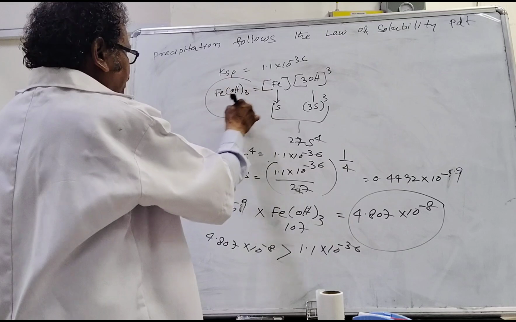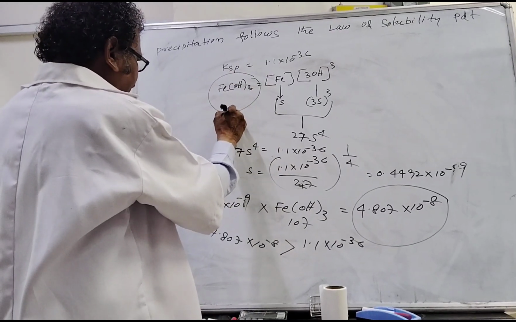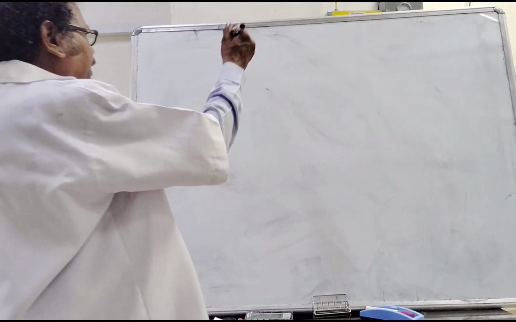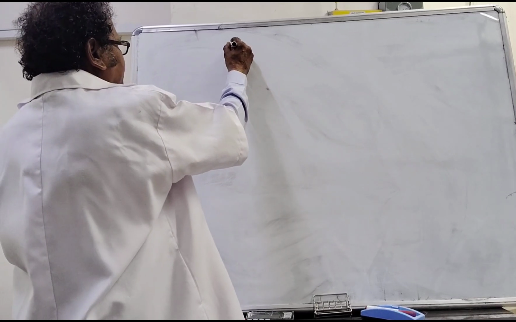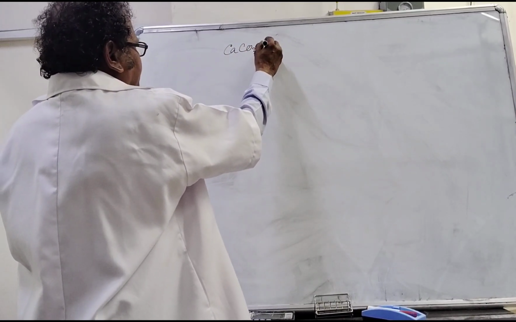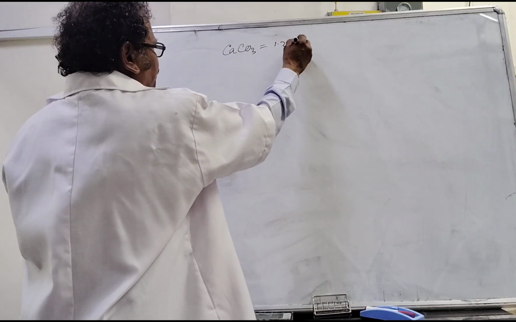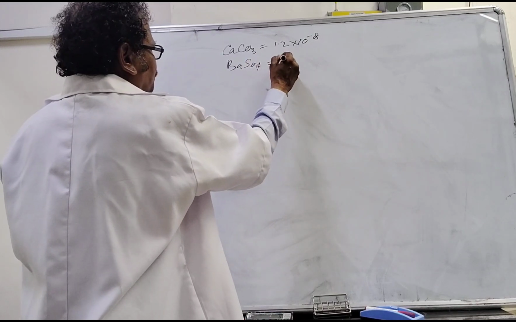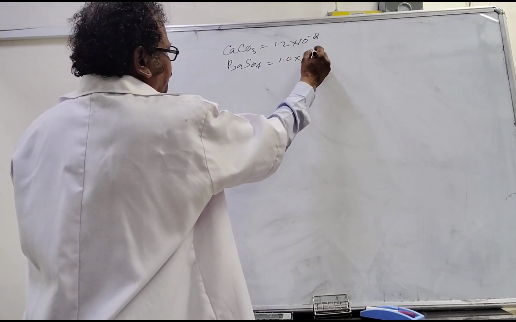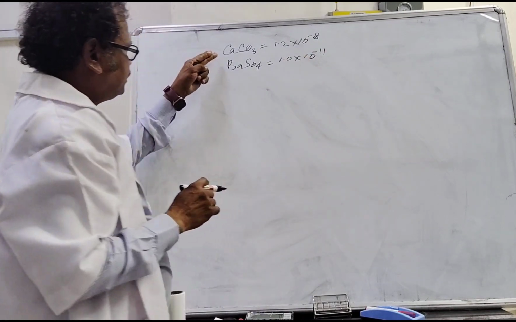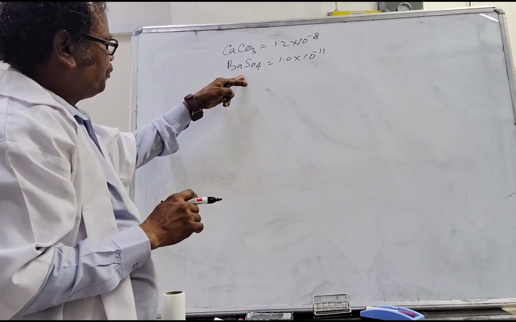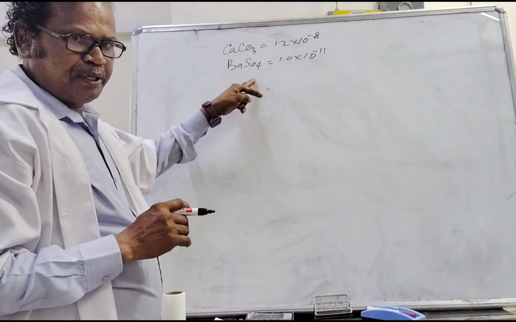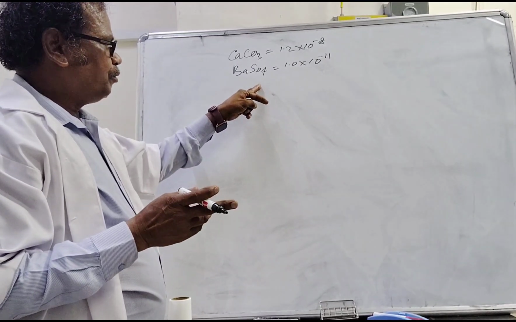The hydroxide will precipitate in a PPT tank and completes in the clarifier. Okay, like calcium carbonate, the Ksp value of calcium carbonate is 1.2 into 10 to the power minus 8. Barium sulfate is equal to 1 into 10 to the power minus 11. Like calcium carbonate and barium sulfate, they follow the law of solubility product from the PPT tank up to the clarifier.